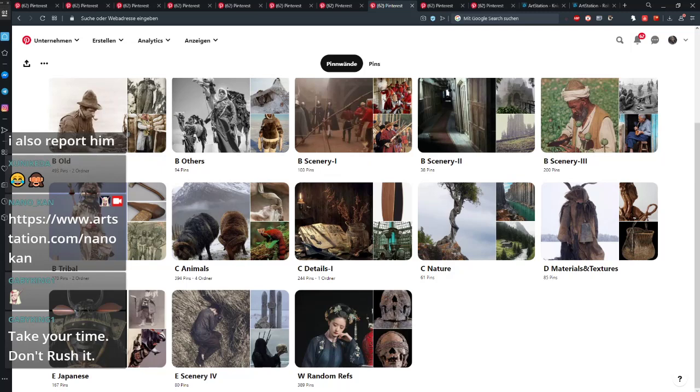Do you keep saved reference folders? If so, would it be too much trouble sharing them in the Discord? Yeah, that was the question I asked you. But the advice is just check out the Pinterest. Pinterest is very well organized, and there are a lot of categories in there that you can really pull a lot of stuff from.